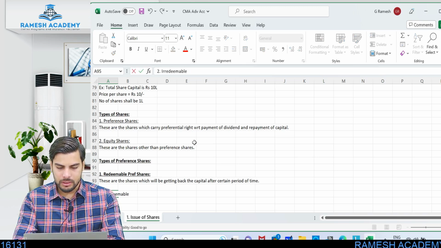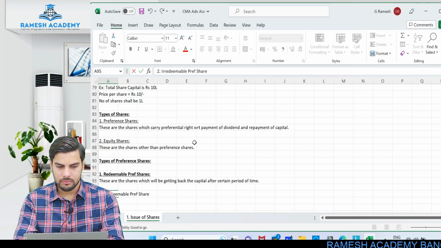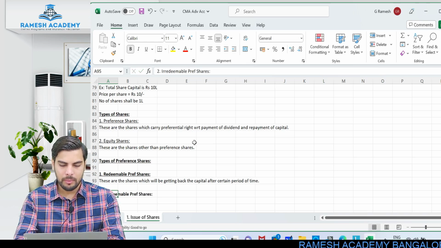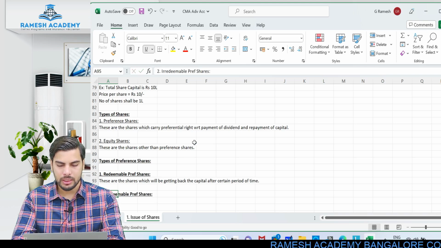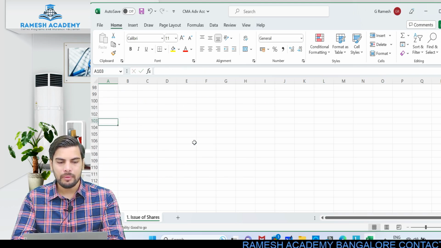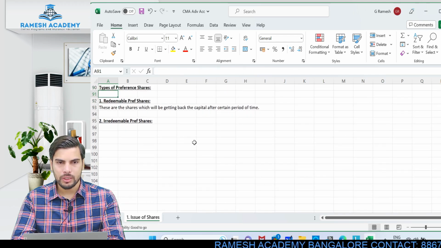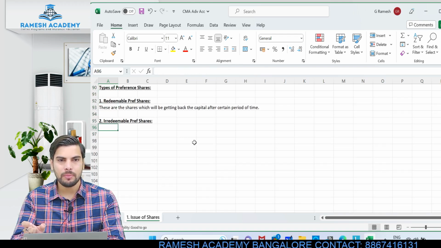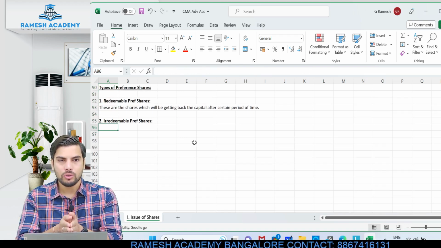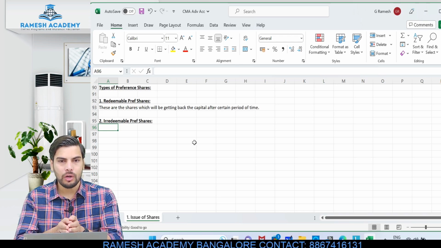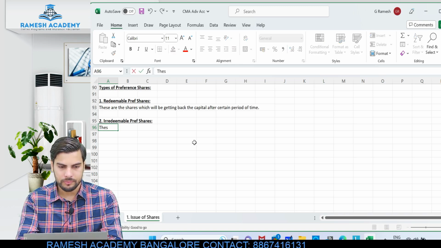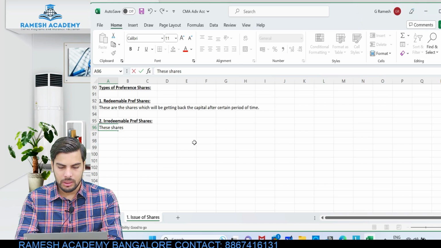Then the second type, irredeemable preference shares, or non-redeemable preference shares. These people will get back the amount only at the time of liquidation or winding up. As long as the company is in existence, they will not get the amount. They get it back only in the event of liquidation or winding up.